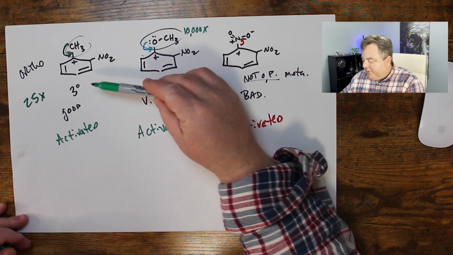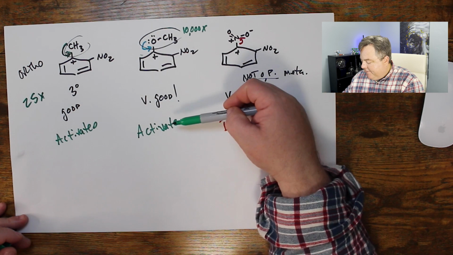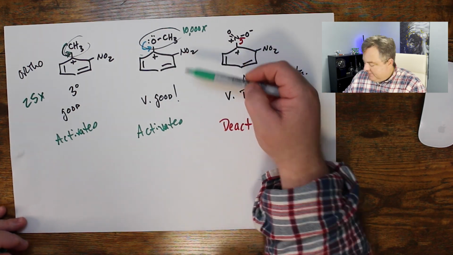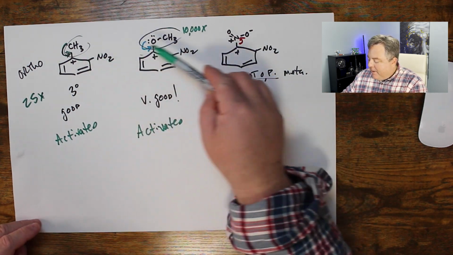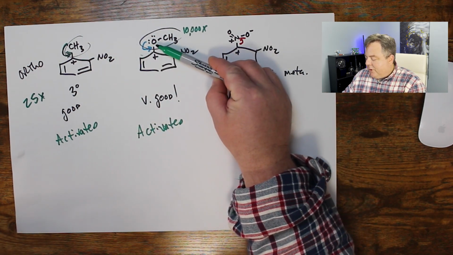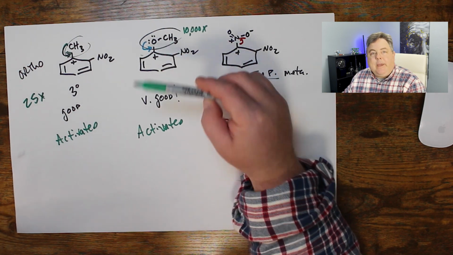The methoxy, because it donates electrons in through resonance, really adds electron density to the ring. It's so good. These are both ortho para directors. But this makes the ring so reactive, it reacts 10,000 times faster. We say it's really activated. So methyl, methoxy, anything with a lone pair of electrons on it, nitrogen, sulfur, those things make it activated and make it react faster.